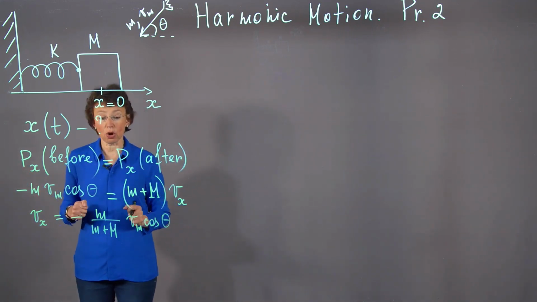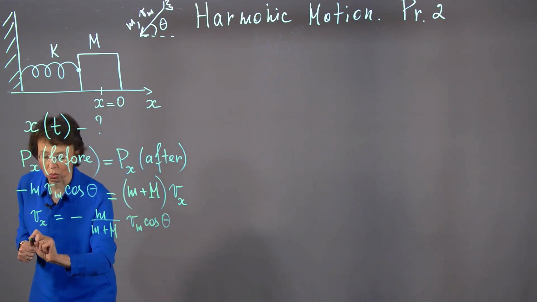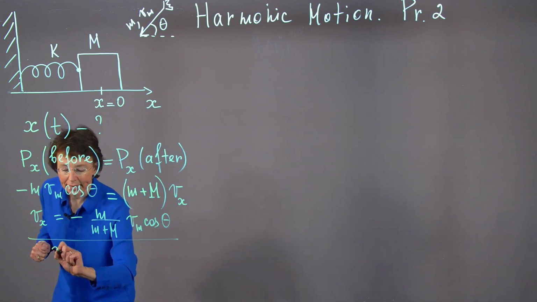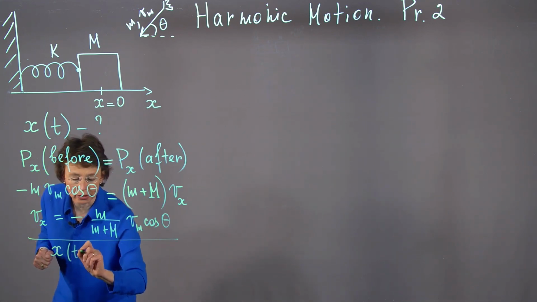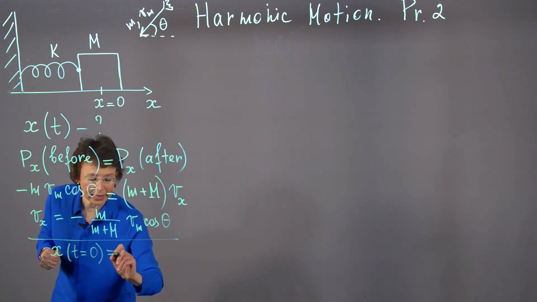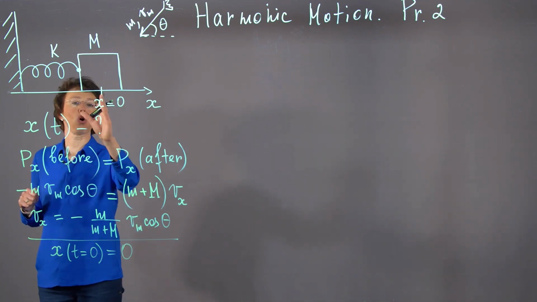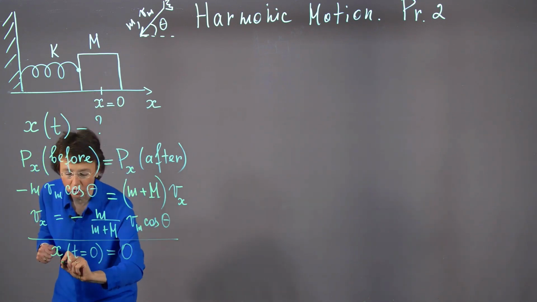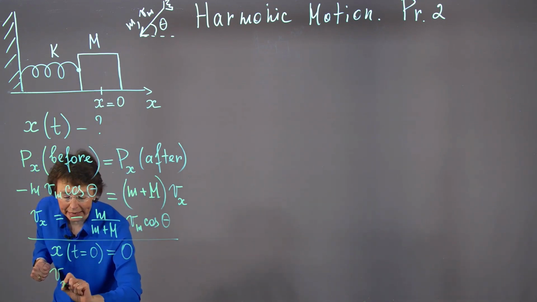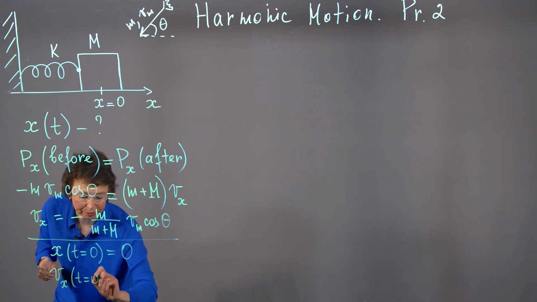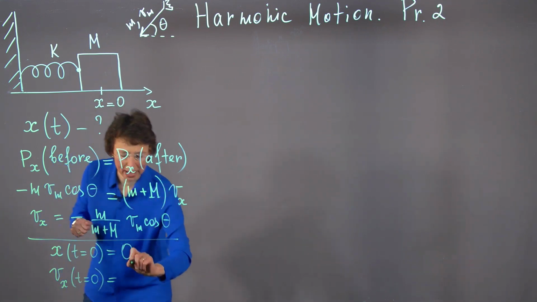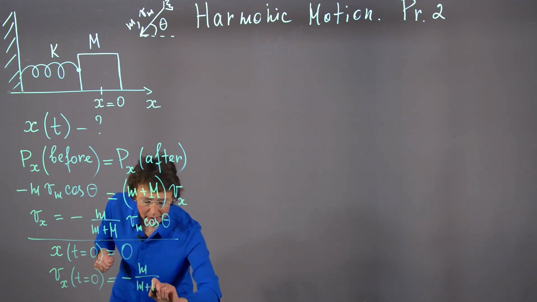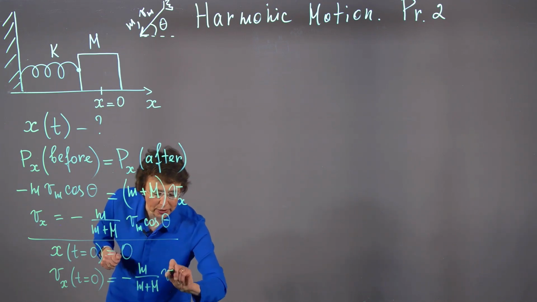Okay, now we know our initial conditions. What are the initial conditions for this problem? x at time moment 0 is equal to 0. The block is at position x equals 0 at time moment 0, and velocity v_x at time moment 0 is equal to minus m over m plus M, times v_m cosine theta.